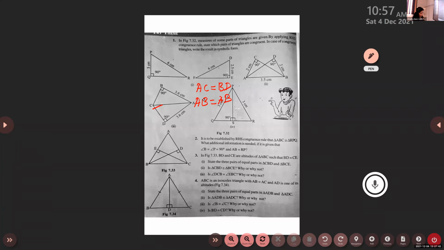Which triangle to which triangle? Two triangles we have. Okay, tell me, Adidev, can you tell me? Which are the two triangles congruent? Ma'am, the second one. Yeah, same thing. You have to write it in the symbolic form. Two triangles' names. See, it is already given. AB is equal to AB, no? So you can start with that.